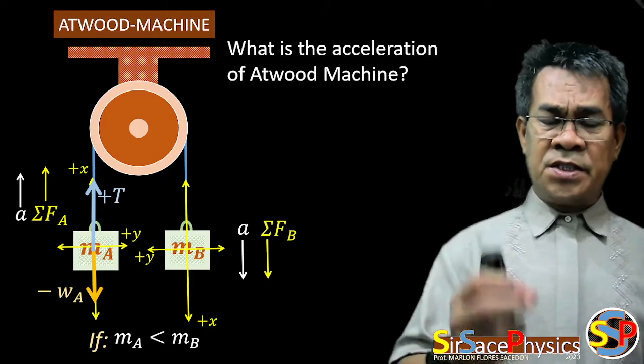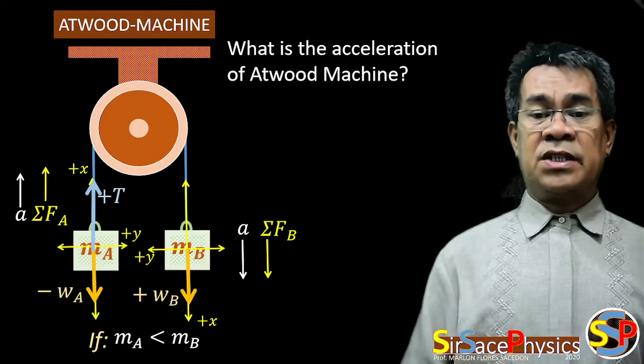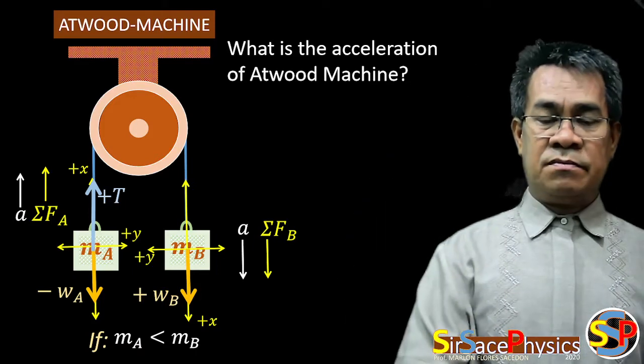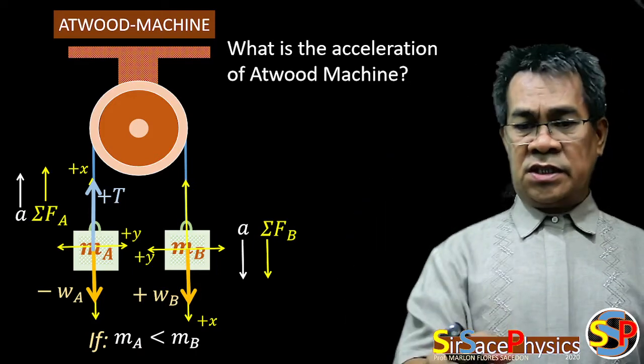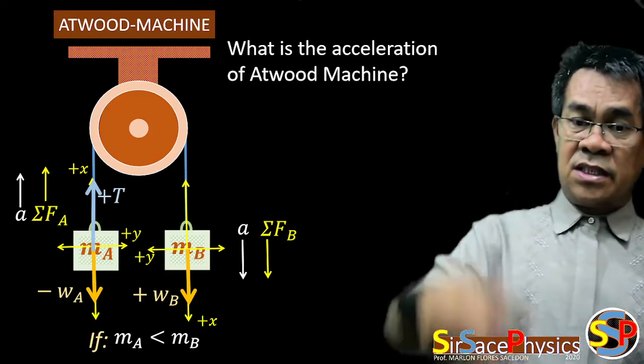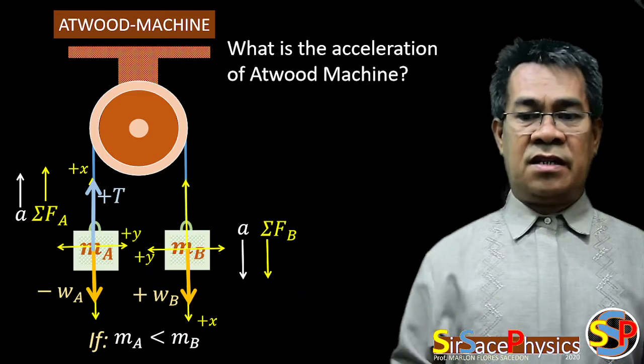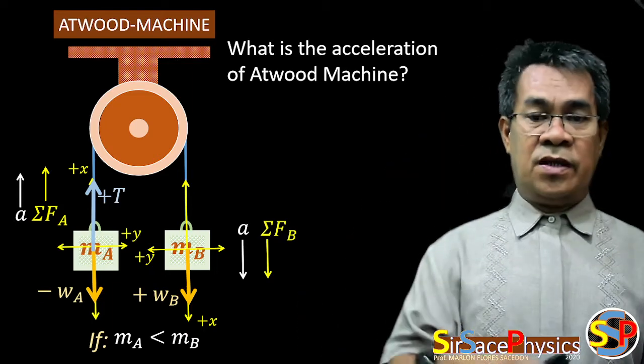Okay, now what are the forces on mass B? Again, because we have the mass, we have the gravitational force, and it is always downward. You can notice that the gravitational force is now positive. Why? Because the axis is positive downward. Unlike mass A, where it is upward, hence weight is negative.